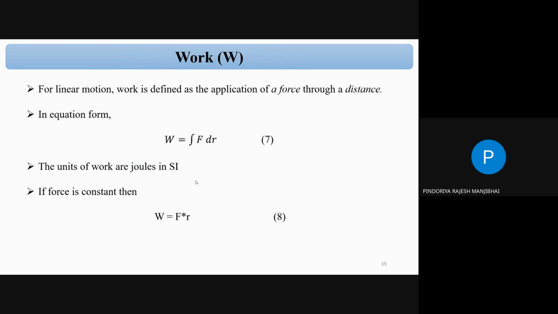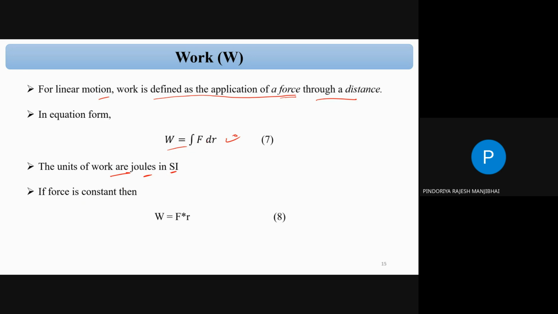Yes, then work. So what is work? For linear motion, work is defined as the application of force over a distance. That is the simple definition. Work is equal to the integration of force times distance, so that is the work done. The unit of work is the joule in SI units.